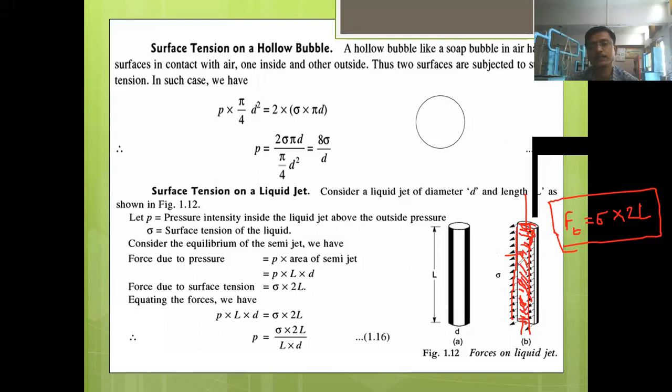Okay, this area, it will act on it completely. It will try to push it in this direction, the opposite direction. So this force is called the pressure force Fp.